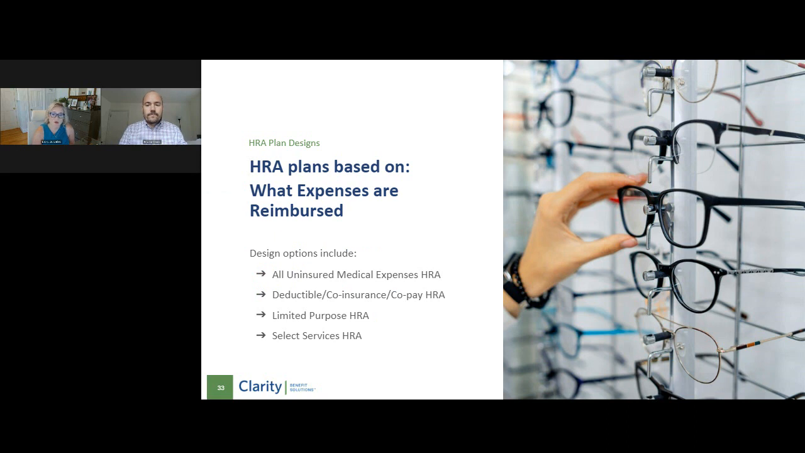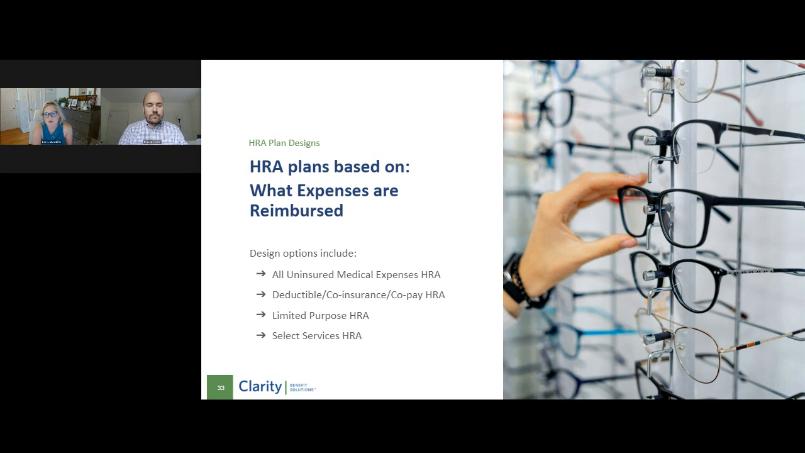So how are employers determining which expenses their HRA will cover? A common design is an HRA that reimburses all uninsured medical expenses. In other words, employees can use them for any of the IRS Publication 502 eligible expenses that he was talking about that don't get paid for by their group insurance and that they need to pay for out of pocket. Another option is an HRA designed to pay only expenses directly related to the group medical plan coverage. For example, deductibles, coinsurance, copays. Or there's a limited purpose HRA, which is designed to reimburse employees only for out-of-pocket dental and vision expenses.